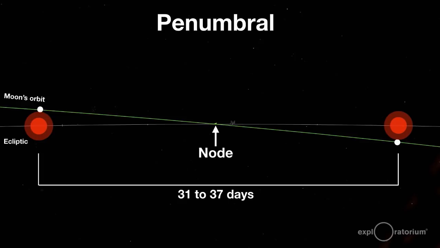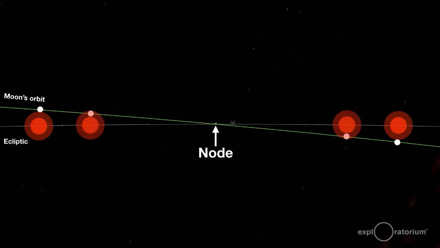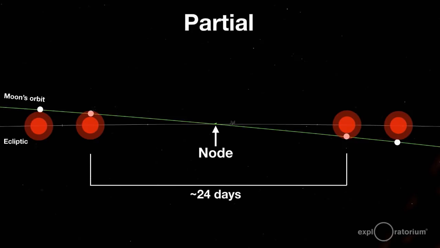Hard to see. It's only the total eclipse part that we see. So to be even a partial lunar eclipse, you have to be closer to the node. So here's how close you have to be. Within that range, you have to be closer to that node to see, and that's only 24 days worth of the Earth's shadow. And that's the place where you see a partial or total lunar eclipse.